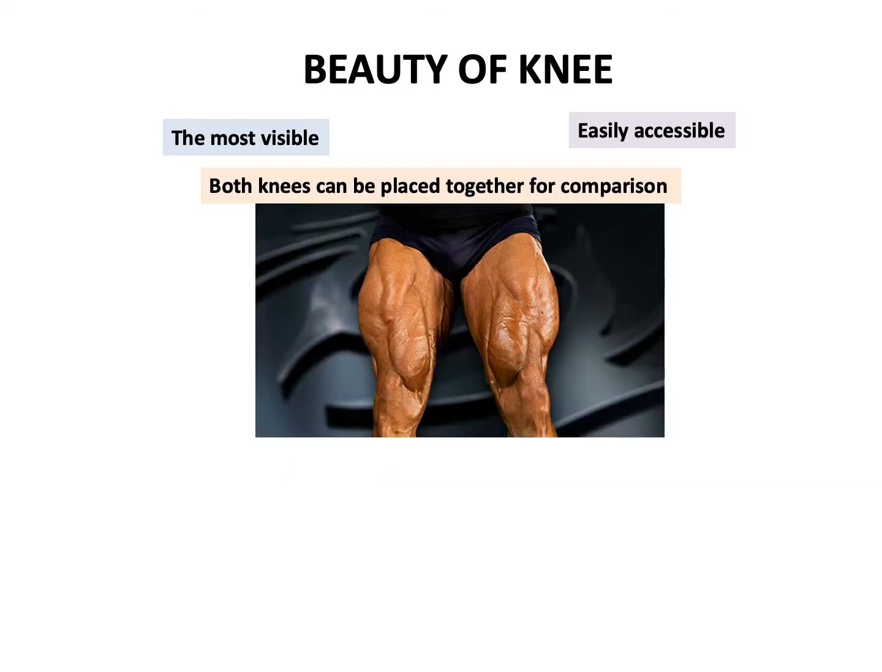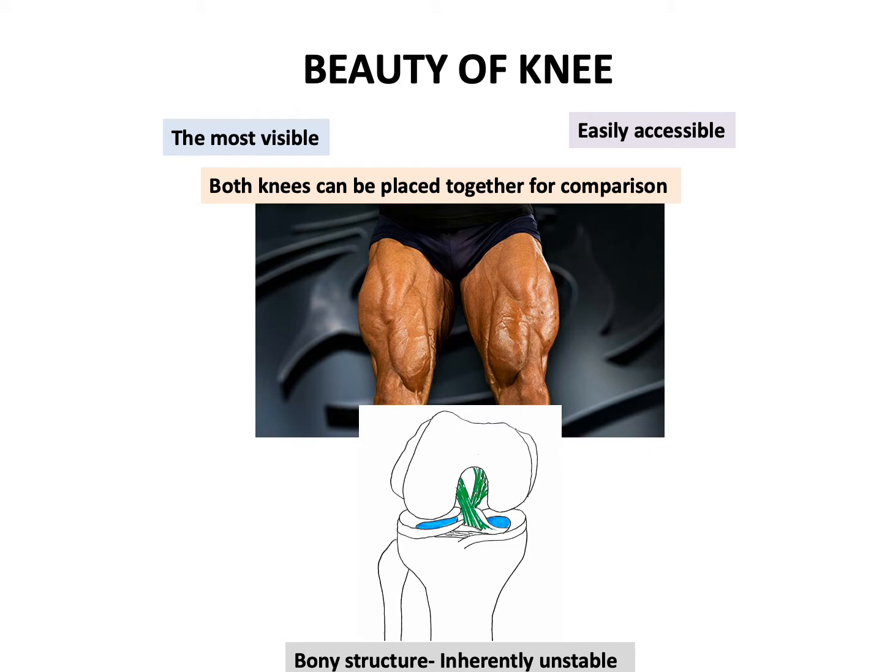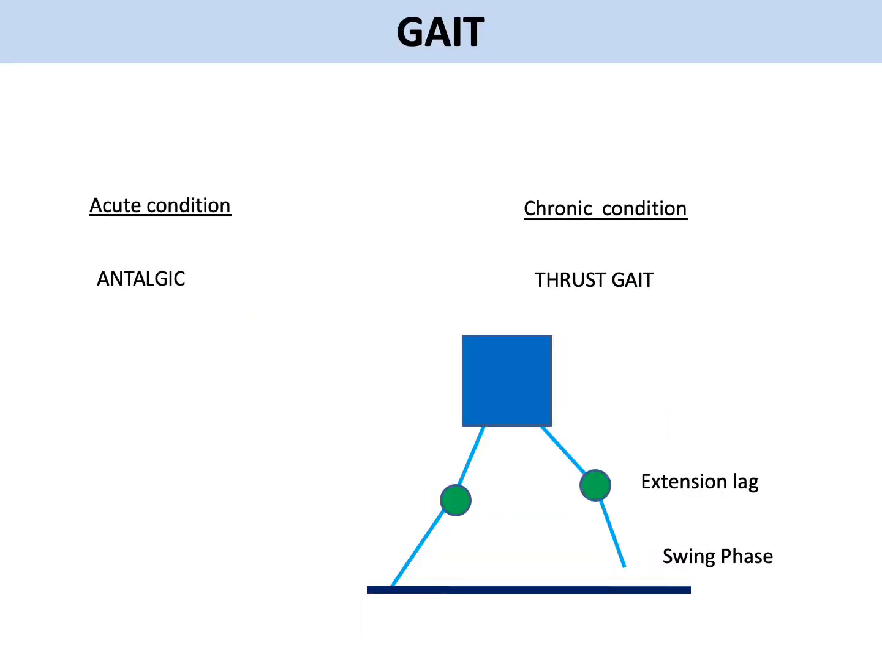The beauty of the knee joint is this is one of the most visible joints. This is easily accessible for examination, and both knees can be placed together for comparison. So it makes our examination easier. We know the bony structure of knee joint is inherently unstable, so it's the capsule and ligaments that stabilize the knee joint. So these stabilizing structures, of course, have to be examined when we're examining the knee joint.